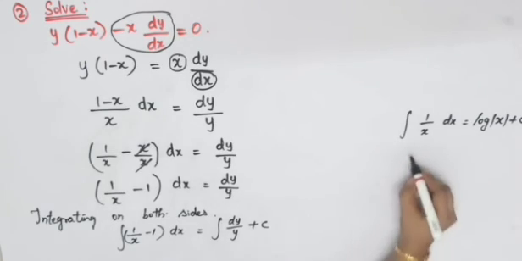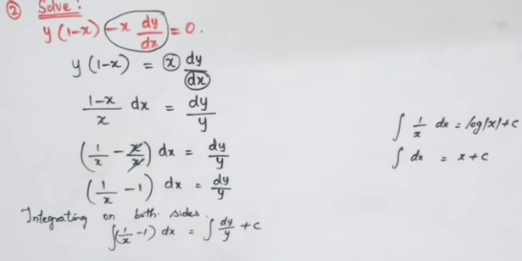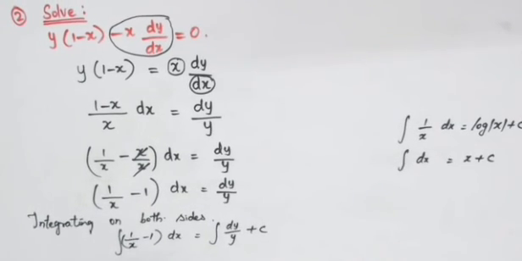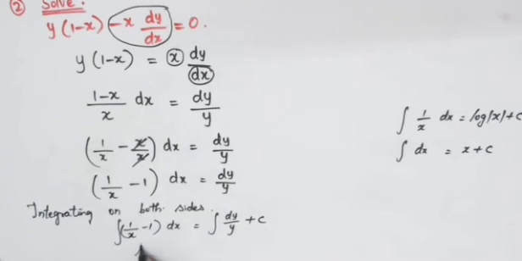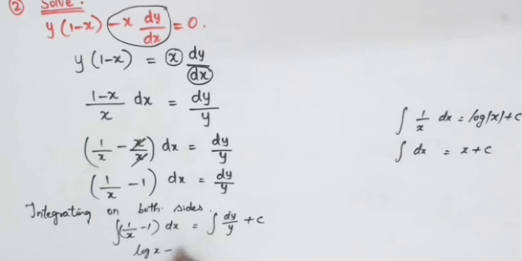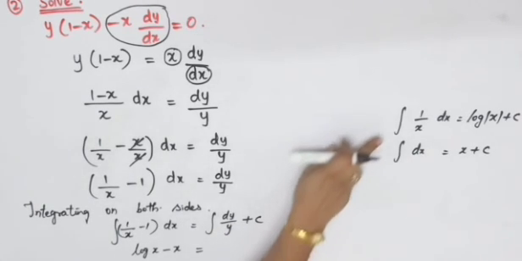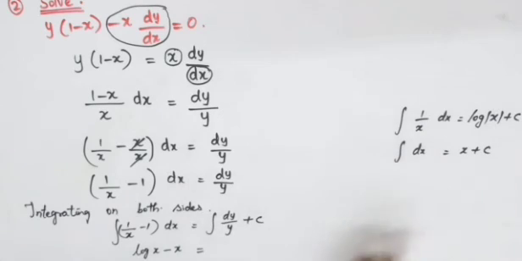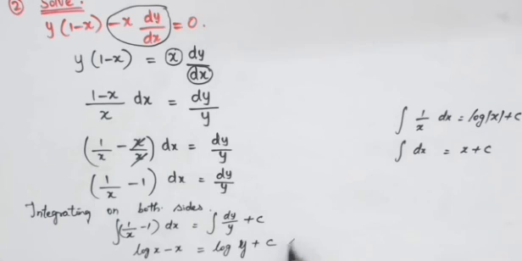Then what else is needed? The integral of dx is equal to x + c. The right side is in y, so we can replace x there. So the integral of 1/x dx is log x, minus the integral of dx, which is nothing but x, equals the integral of dy/y, which is the same formula with x replaced by y, so log y + c. So this is your answer for the second question.